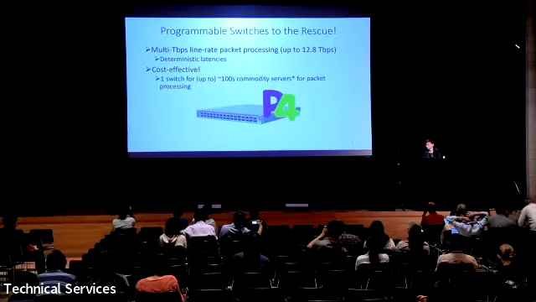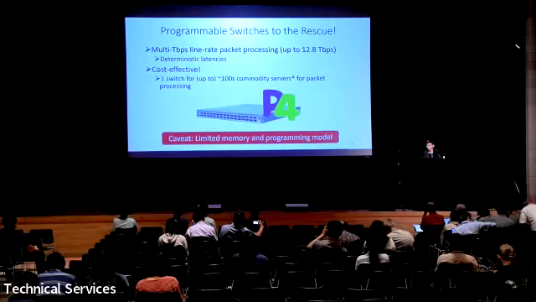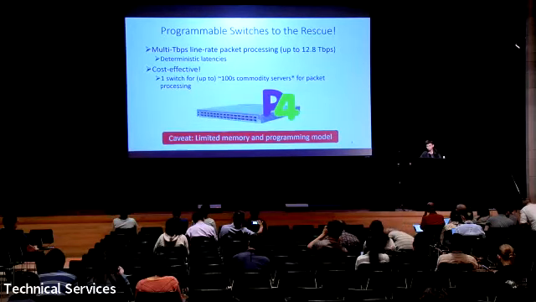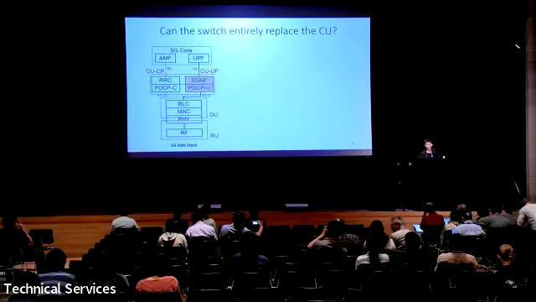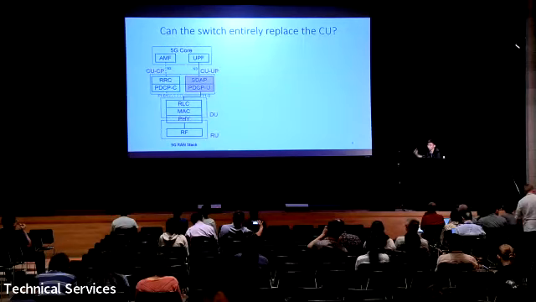But it's not all good with programmable switches. There are some caveats: you have limited memory, and the programming model is really restricted. So the next question to ask is whether we can use the programmable switch to entirely replace the CU in the 5G RAN. Let us look one by one.